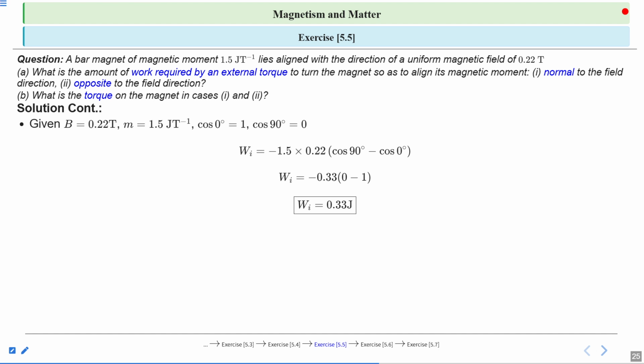So this is the external work done to rotate the magnet through a 90 degree angle, from the position where it is aligned with the magnetic field to the position where it is normal to the field direction.